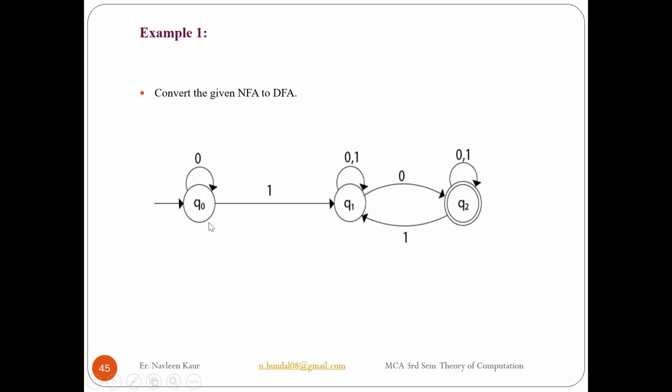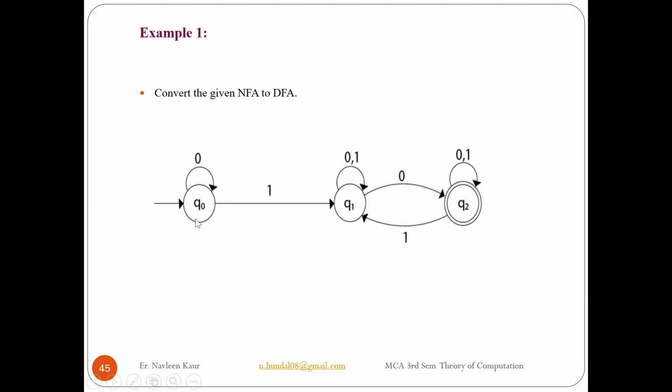What is the initial state? It is Q0. What is the final state? It is Q2. What are the input alphabets? What is sigma? Sigma is 0 and 1. Can you see? The whole diagram is made up of only zeros and ones. Now we have to work on the transition function for this NFA. Are you able to create the transition function?